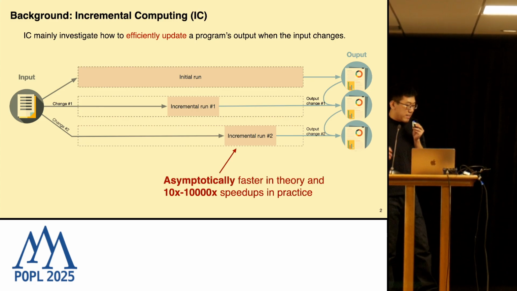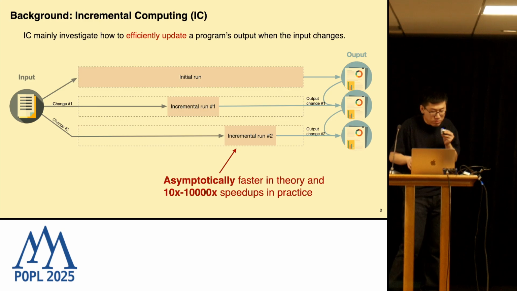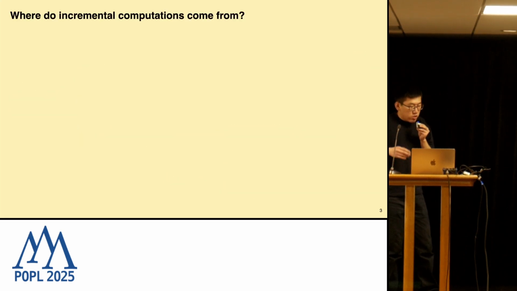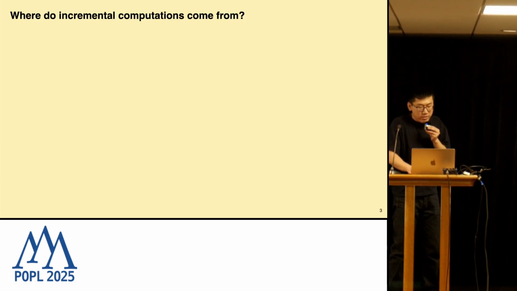In the past decades, numerous studies have shown that incremental computing in some cases can be asymptotically faster in theory and gain 10x to 10,000x speedups in practice. So how do we implement incremental computations? There are typically two ways.